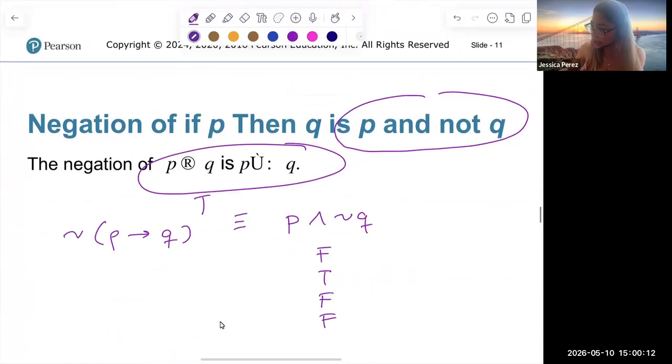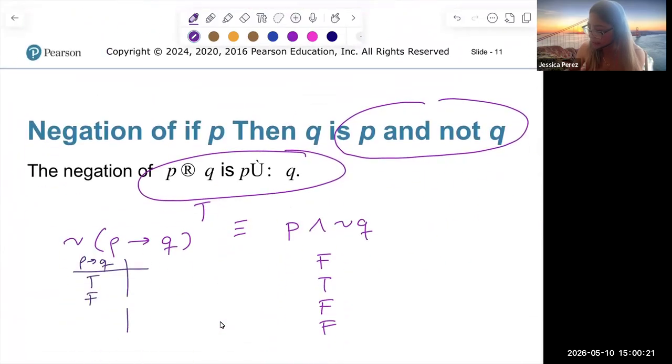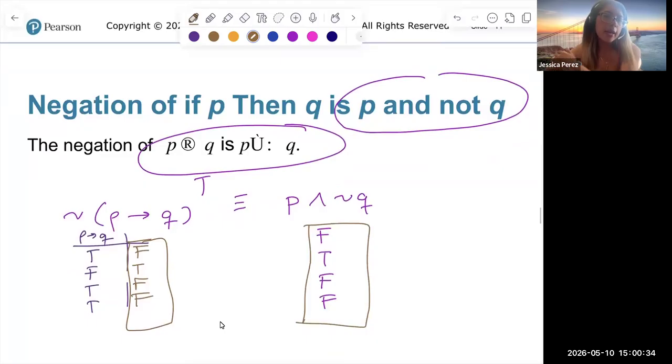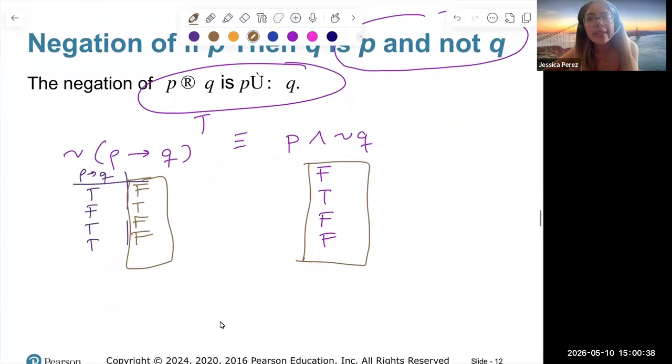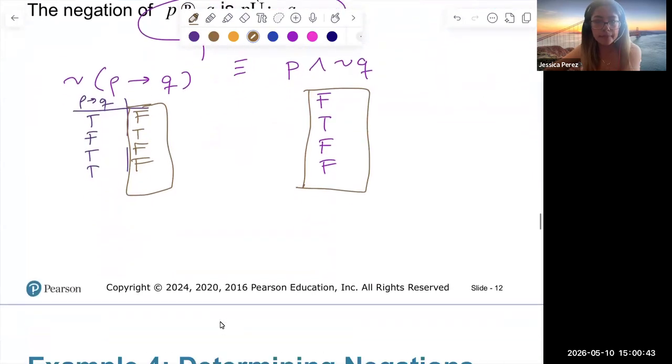And then let's look at the negation. If P, then Q. Well, we already have that value: T, F, T, T. Let's look at the negation: F, T, F, F. Yes, that is true. So the negation of P implies Q is equivalent to P and not Q. These are equivalent. So you may have equivalent statements or you may not.